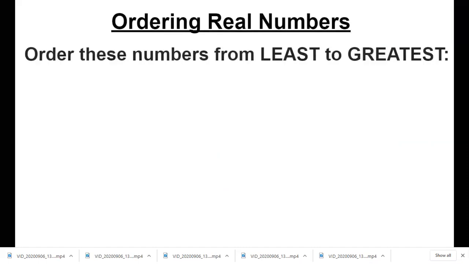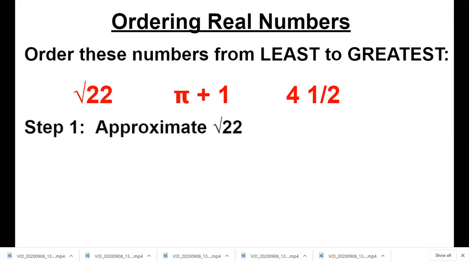Okay, ordering real numbers. Order these numbers from least to greatest. We have square root of 22. This is the new content now. We have pi plus 1, and we have 4½. So the first step is to approximate the square root of 22. Now we've been doing that for a few lessons, so hopefully that's becoming second nature to you a little bit. So let's do that first of all.